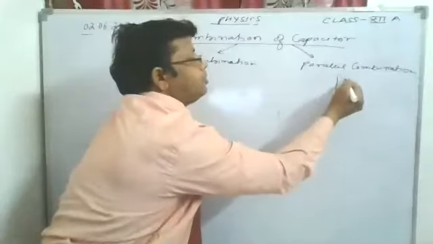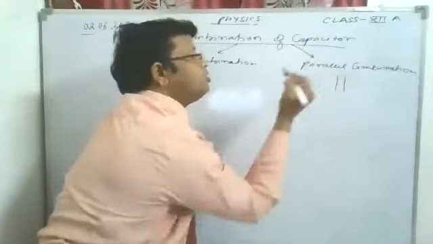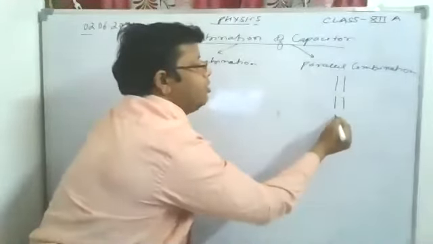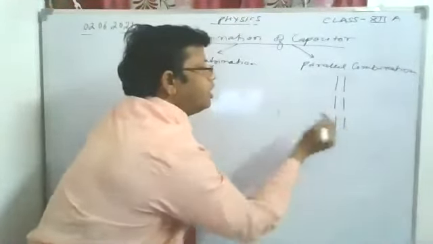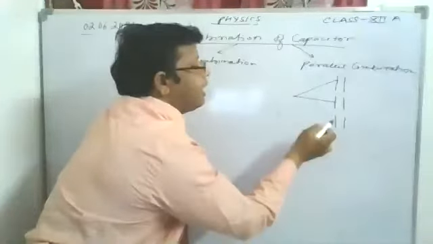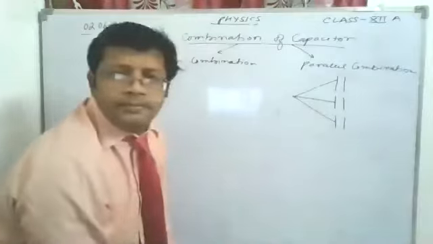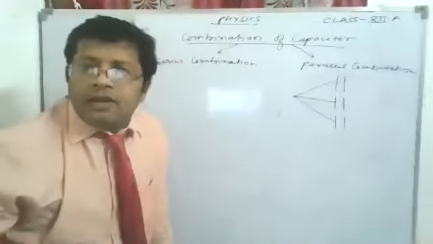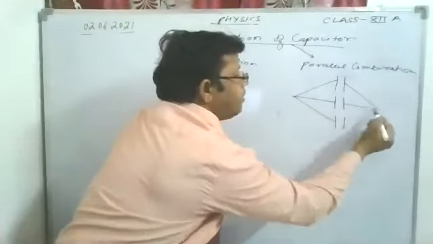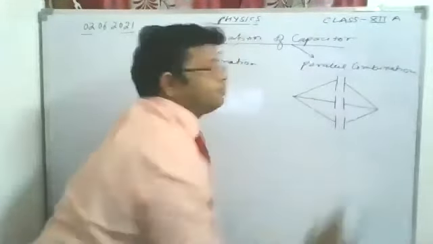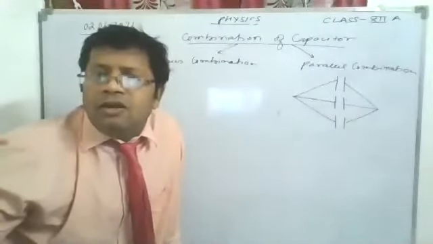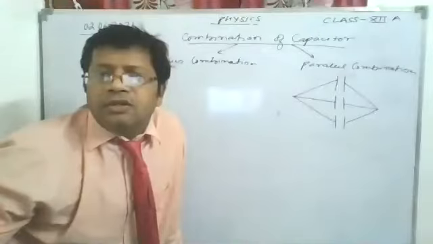This is the symbol of a capacitor. One is the positive plate, the second one is the negative plate. Now when these three capacitors have their positive plates connected at the same point and negative plates connected at another same point, this is called parallel combination.